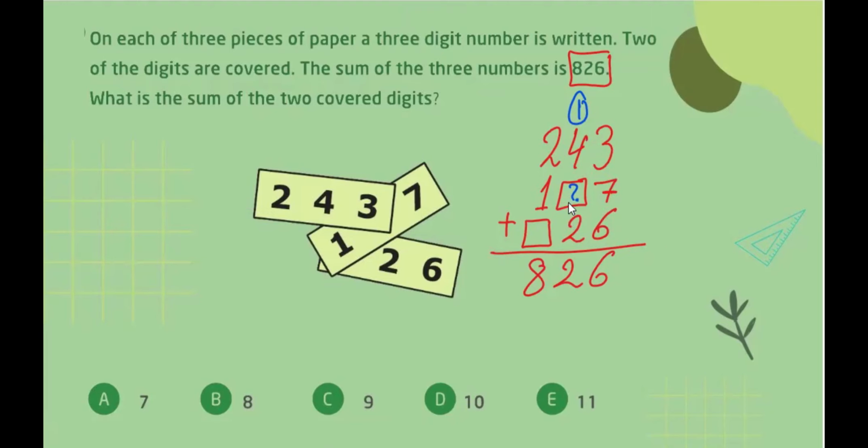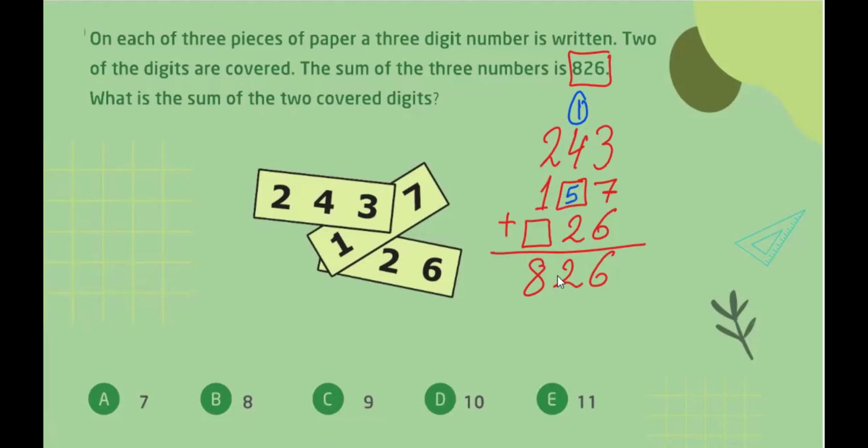So 7 plus what here gives us 2? But it doesn't make sense that 7 plus a number equals 2. So this is not 2 actually, it's a 12. So it's 2 here and carry up 1. So the question is, 7 plus what in the empty box here gives us 12? Yes, 7 plus 5. So let's write here 5.